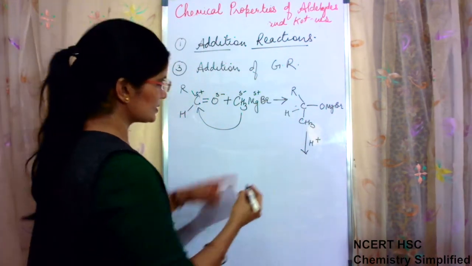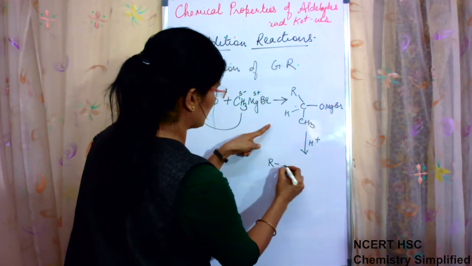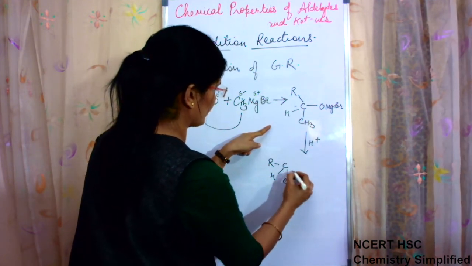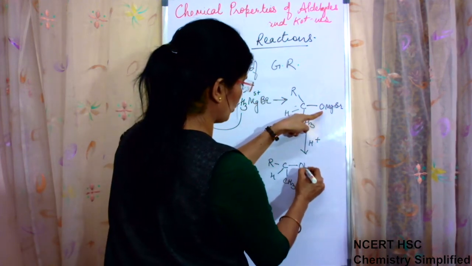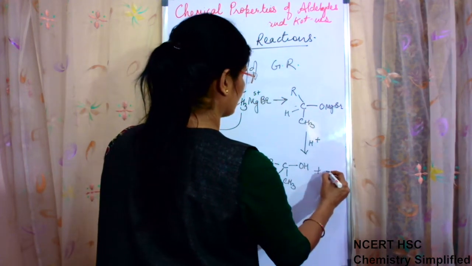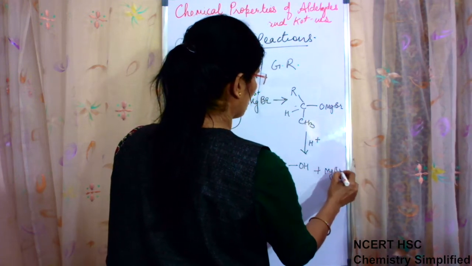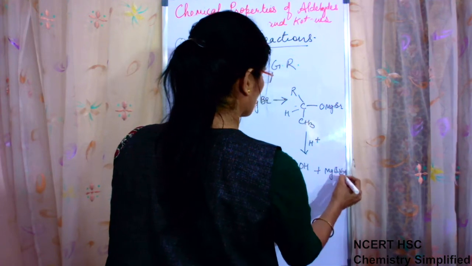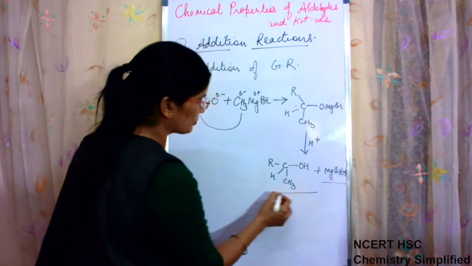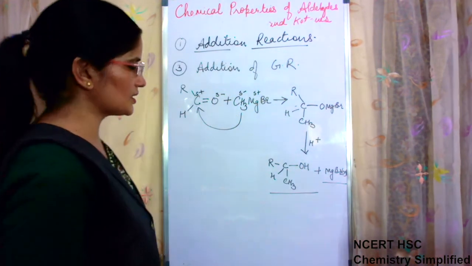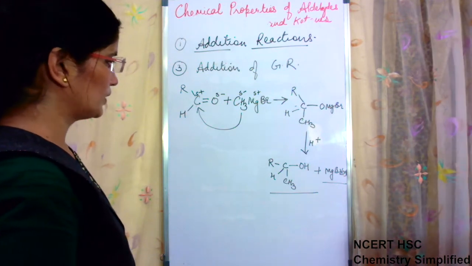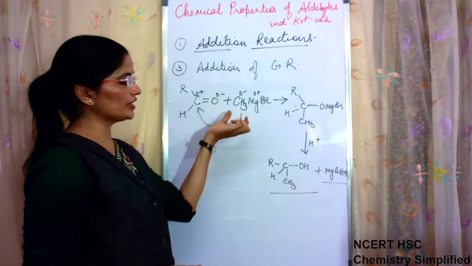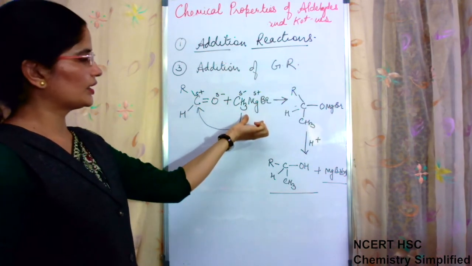by hydrolysis, this gives R, C, H, CH3, and this O is already here, OH, plus Mg, Br and OH. This is the byproduct. This is the main product. So what is this? This is an alcohol. Okay. So alcohols are formed when aldehydes or ketones react with Grignard reagent.